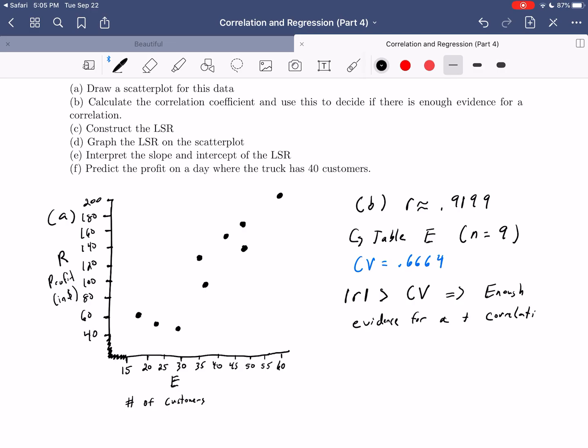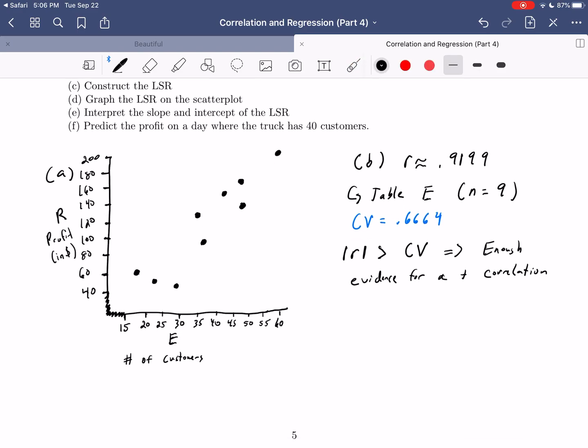So, in other words, this pattern that we're seeing there is a strong enough pattern to really believe that it is a pattern, that it's not just randomly happening or something like that. We can really say that the number of customers that you have is associated or correlated or related, however you want to phrase it, to the profit that the truck earns that day.